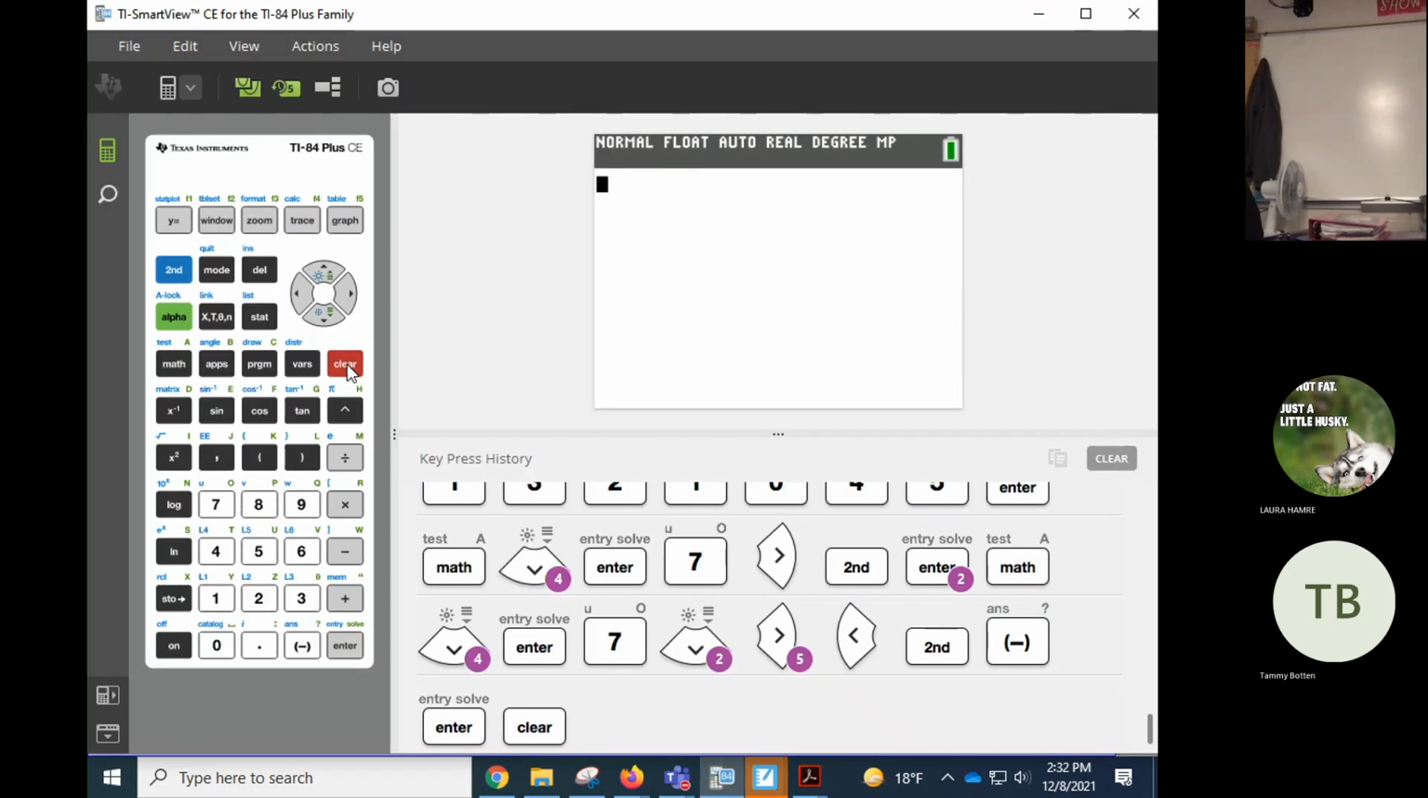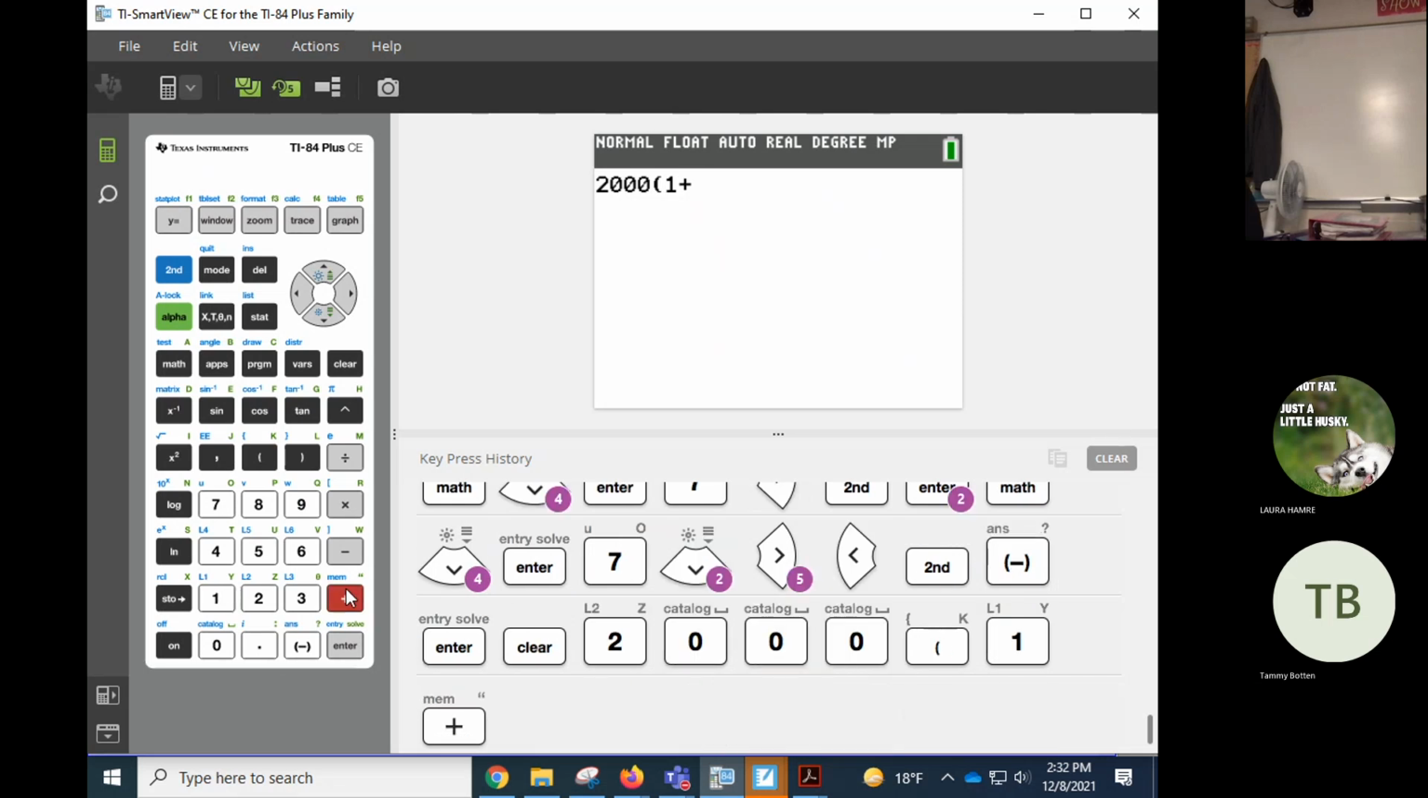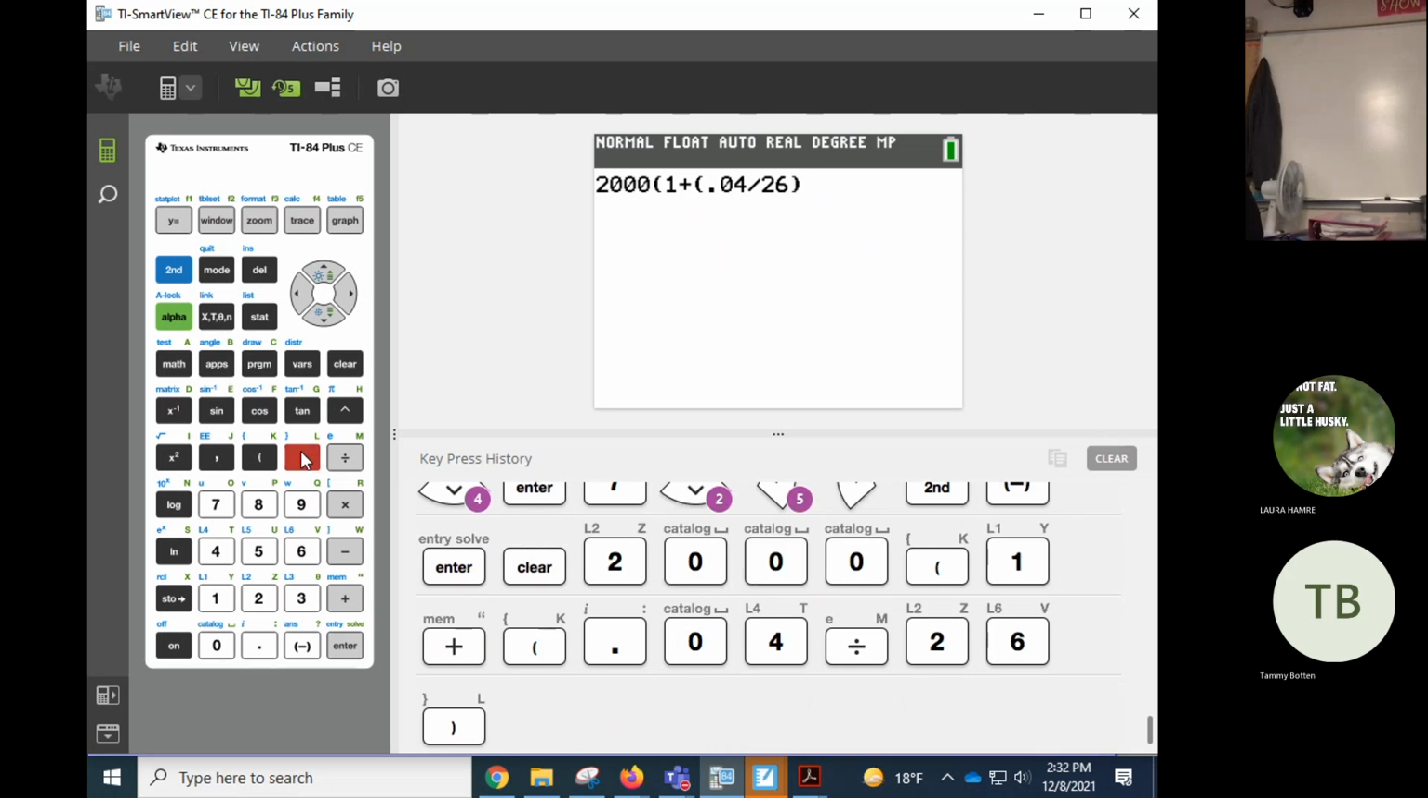All right, so we would go 2,000, parentheses, 1 plus, and now we're doing that fraction, so we have to do a parenthesis. We're going to go parenthesis, 0.04, divided by 26, parenthesis. But here's the thing you can't forget. This parenthesis is closing off this. What else do I need? A second parenthesis to close off this.